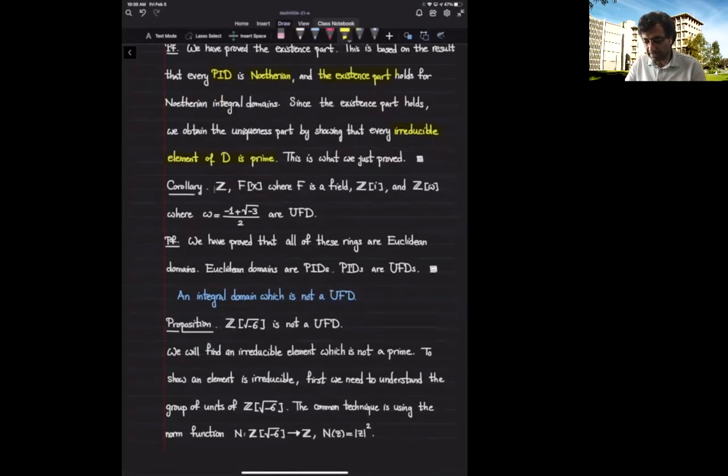And we showed that rings like the ring of integers, the ring of polynomials with coefficients inside a field, the ring of Gaussian integers, and the ring of integers when we add the third root of unity to it, are all Euclidean domains, and therefore they are PIDs, and therefore they are UFDs. So this implication is actually rather important: Euclidean domain implies PID, PID implies UFD. The converse of these implications are not true, but the examples are not easy.